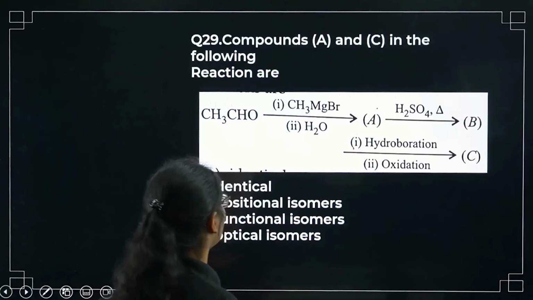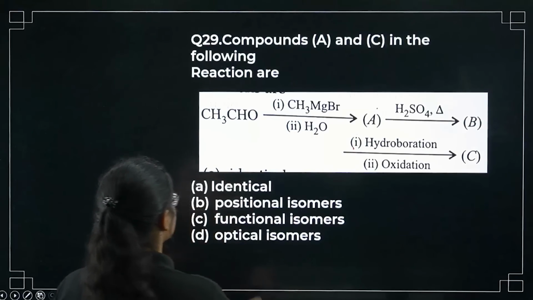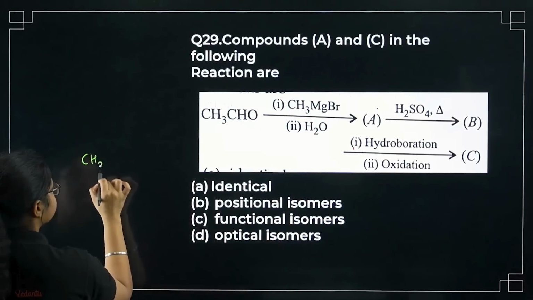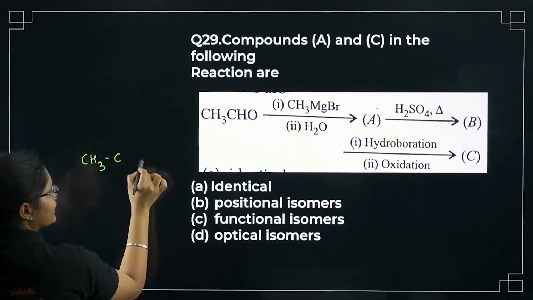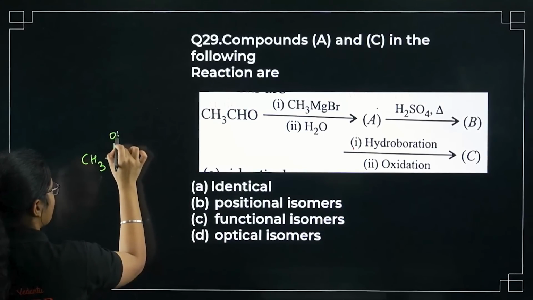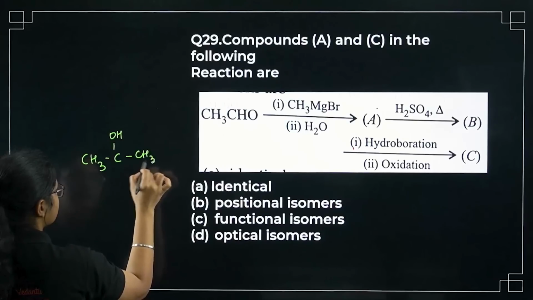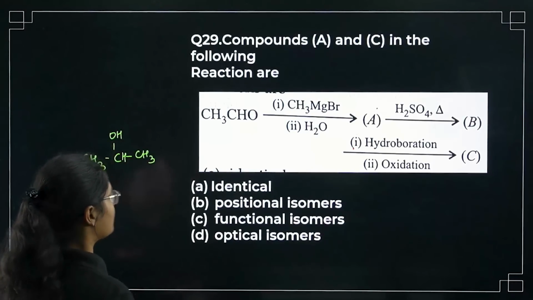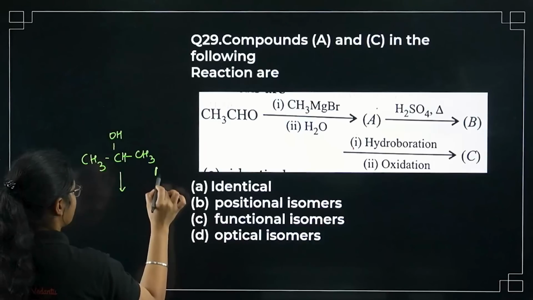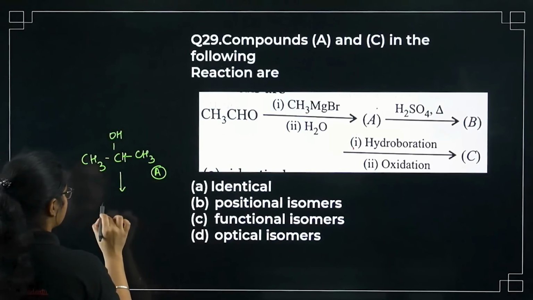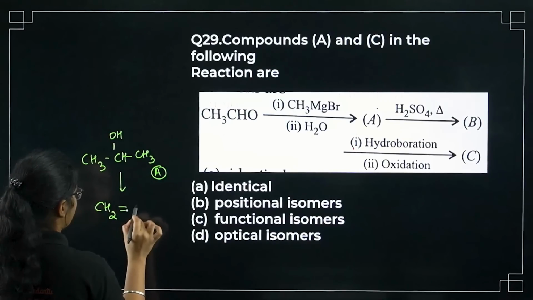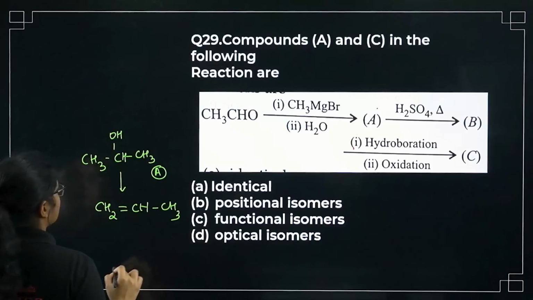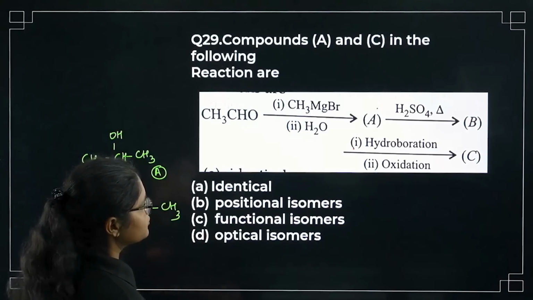Next, coming to a reaction based question, CH3CHO reacts with CH3MgBr. So first of all, I'll get this one. C double bond O was there, it will attack, so I will get OH and CH3. Okay, now this is A. Now if I do H2SO4, what will happen? If I react A with H2SO4, there will be dehydration and I will get a compound like this. Okay, so that is B.